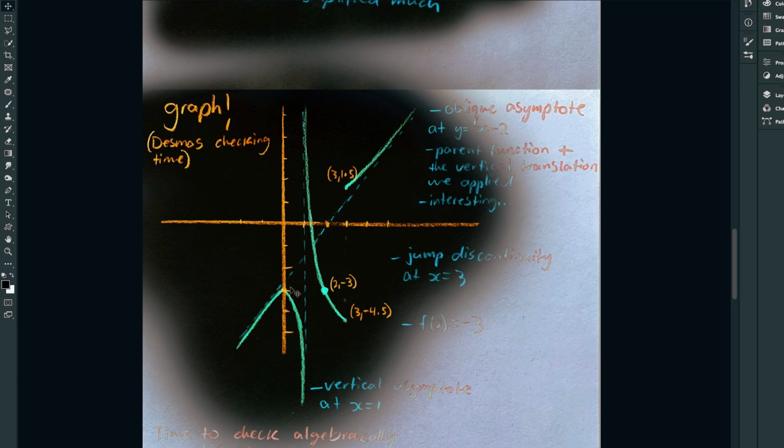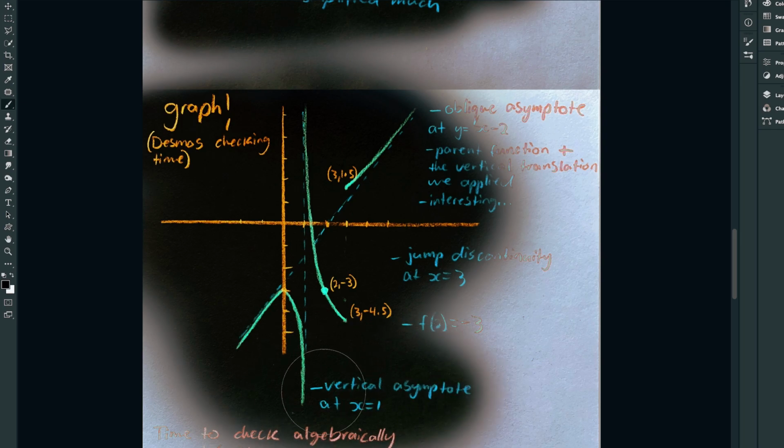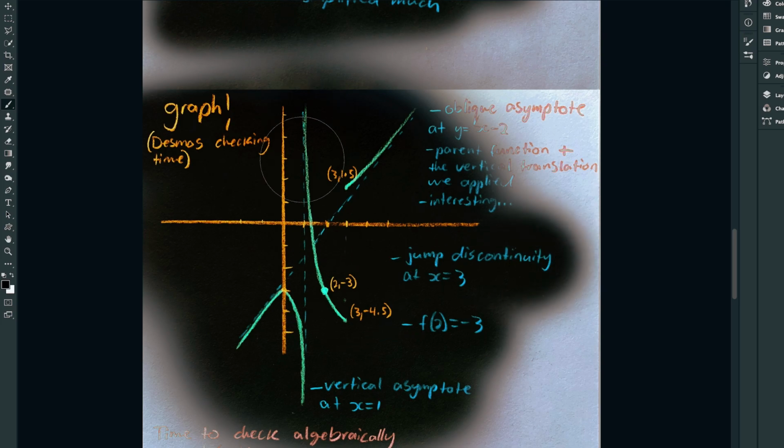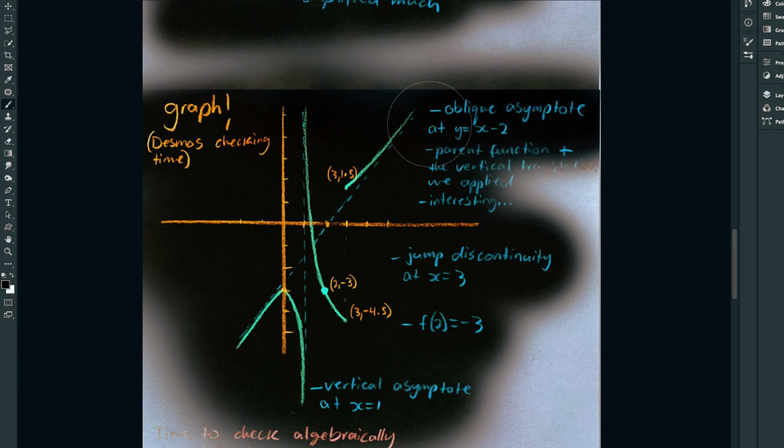It has the vertical asymptote at x equals 1 right here. f of 2 equals negative 3, as we can see here. And it has the appropriate jump discontinuity caused by those absolute value symbols around the top of the first part of the function. There's also an oblique asymptote at y equals x minus 2.